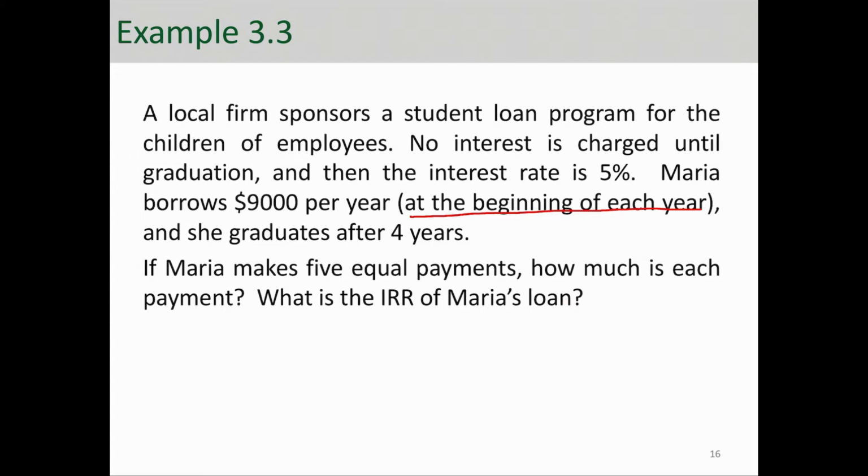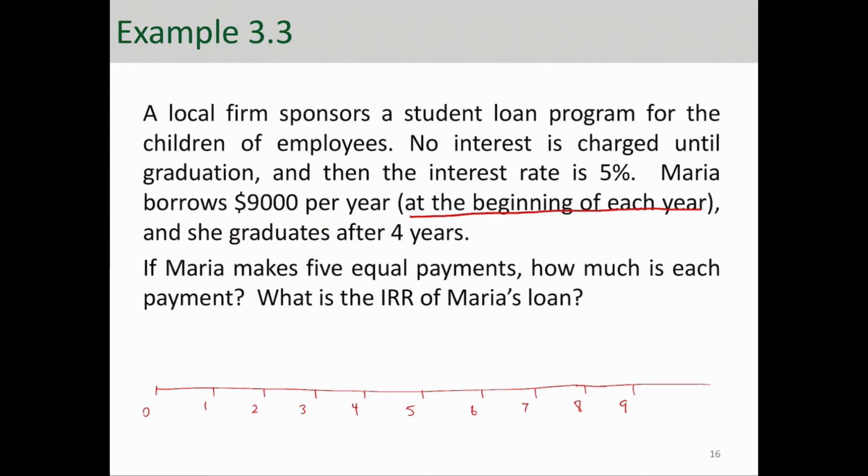So what happens is no interest is charged until graduation. And for student loans, they pay that back after graduation. So these 5 equal payments start at year 5. So let's start by putting everything on a cash flow. Well, the problem says Maria borrows $9,000 per year at the beginning of each year.